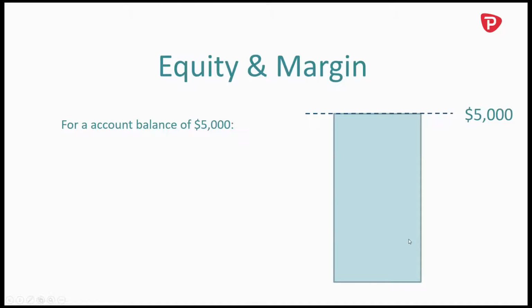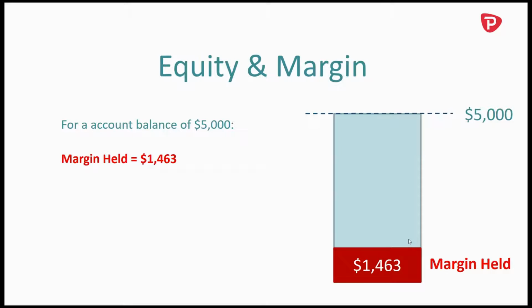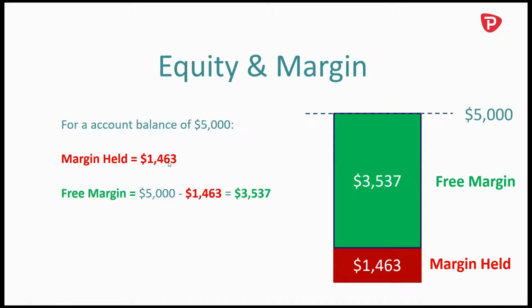So let's now take a look at how this looks in a standard trading account with Pepperstone of $5,000. The margin held for this position would be $1,463. The free margin would be represented by the available money that isn't currently being held to have that position open. We figure this out by taking our initial equity, or $5,000, minus the margin held, or $1,463, and we get $3,537 of current free margin.